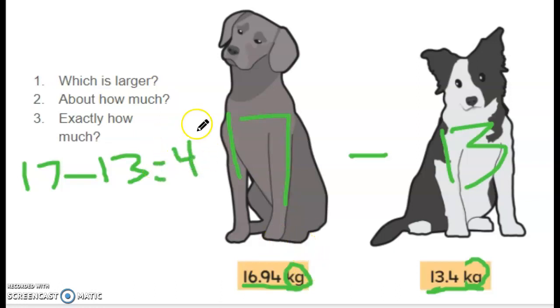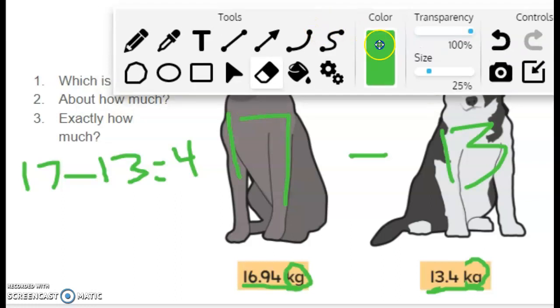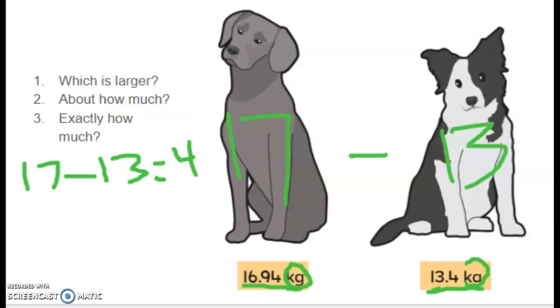4 pounds, or 4 kilograms. So when we find the exact total, we're going to need to make sure that it's somewhere around 4. So I'm going to pull this back up here. Okay, so now we're going to find the exact difference.